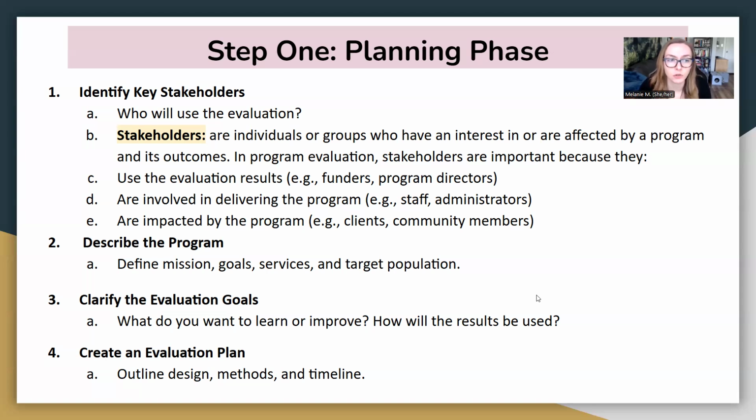Step two is, after we decide who this is for, we want to define the mission, goals, and services really clearly and our target population. That's a big part of writing a grant, is you have really specific goals and missions that you are setting out to accomplish, and that usually is tied to a timeline. And that steps into step three of clarifying those evaluation goals. What are we trying to learn or improve? How will these results be impactful? And step four is how we actually do it. What is our design? What are our methods?